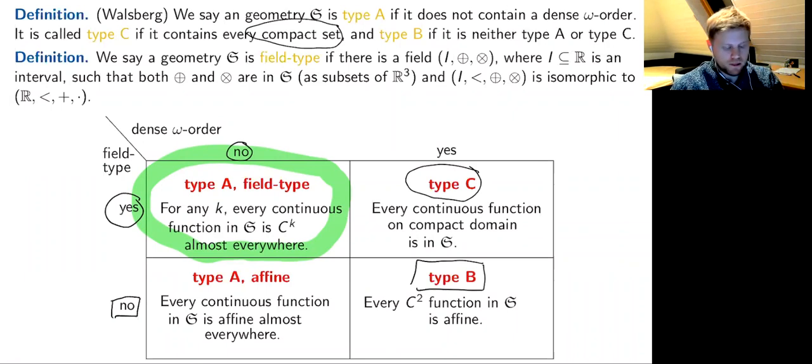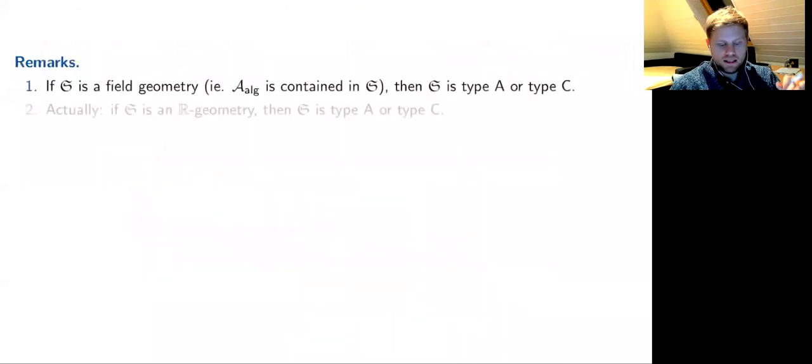Okay, maybe that's what I want to do next. I want to talk a little bit about some of these tameness conditions we have seen, o-minimality, d-minimality, and how they fit into this picture. And how they fit is that they're actually all type A.